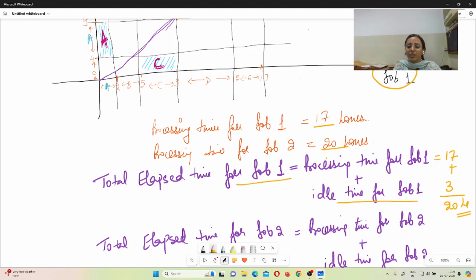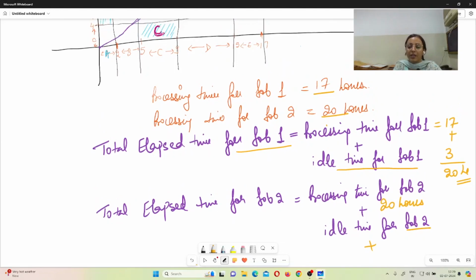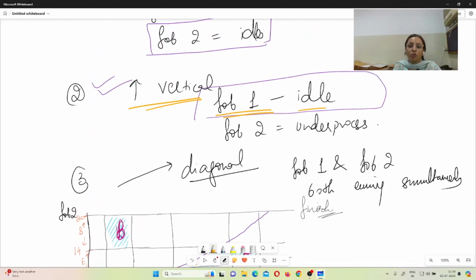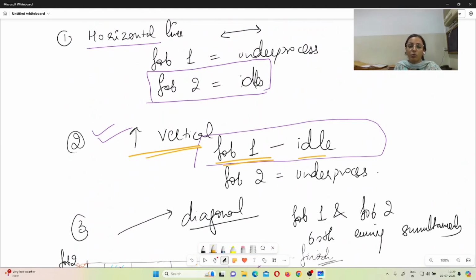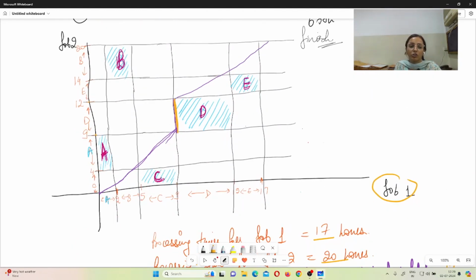Right. Same with job 2. First, we have to write down the processing time for job 2, and the processing time for job 2 is 20 hours, right? Plus the idle time for job 2. Again, remember the keyword: when we have to find the idle time for job 2, we have to check if there is any horizontal line in job 2. Check in the diagram. This is the diagram, this is job 2.